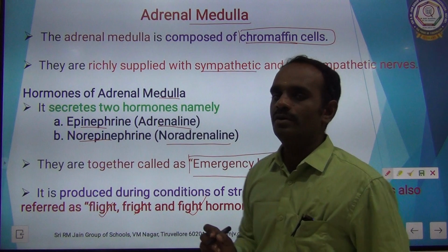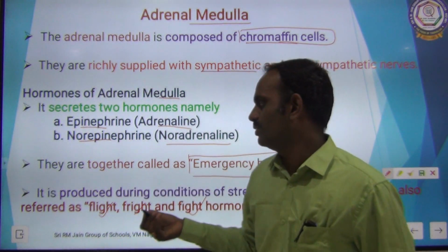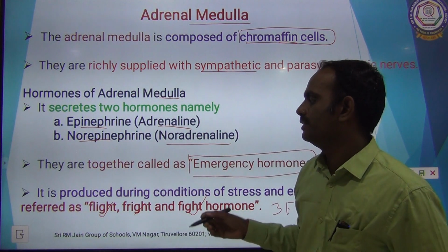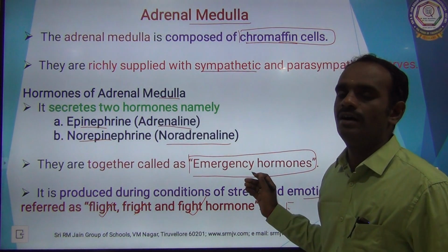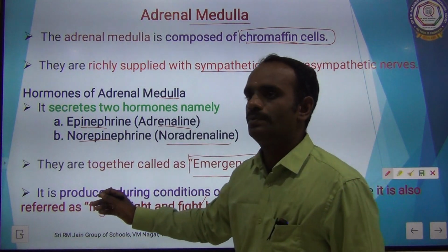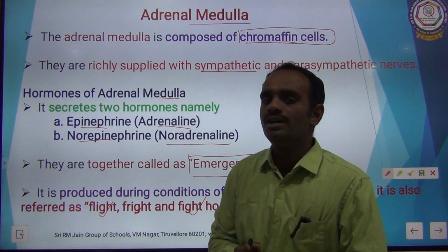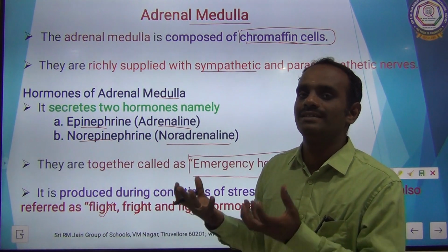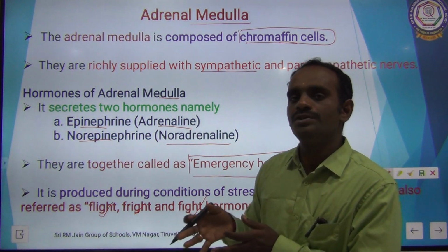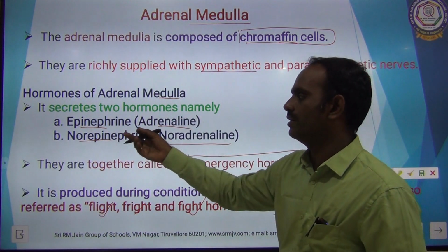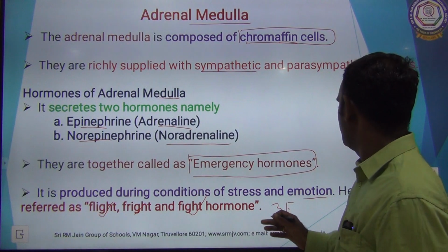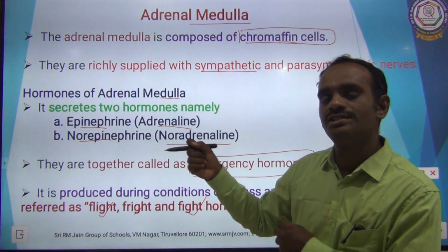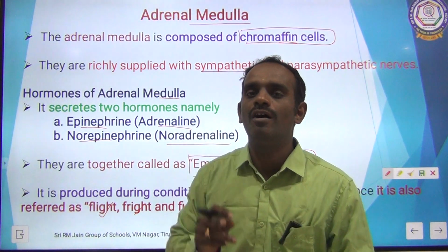One more question. Among the different hormones, which hormone is said to be the 3F hormone? The hormones of the adrenal medulla, that is epinephrine and norepinephrine, are collectively called emergency hormones. This hormone is said to be the 3F hormone. It is produced during stress and emotion. If you are writing the examination and you forgot the answer, at that time this hormone is synthesized. During stress or emotional situations, epinephrine as well as norepinephrine is synthesized, and it is referred to as flight, fright and fight hormone. In short, it is called the 3F hormone.